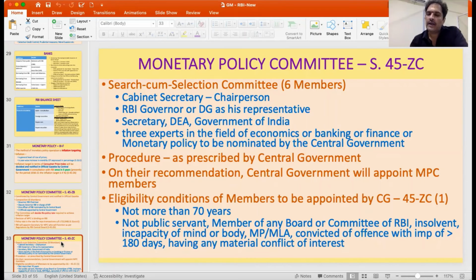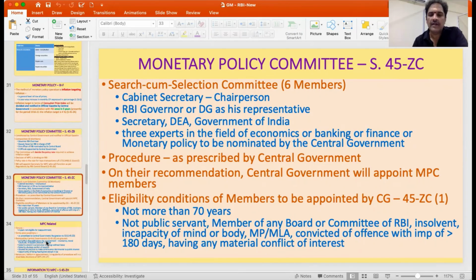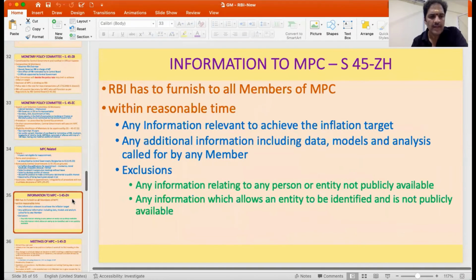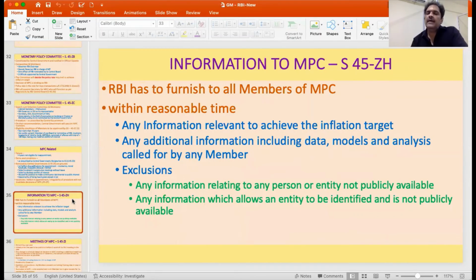Then, on the recommendation of this search and selection committee, the central government picks the persons and appoints them as Monetary Policy Committee members, and the age is not more than 70. And there are certain disqualifications also provided for. The tenure of the Monetary Policy Committee members is 4 years. For those 3 members appointed by the central government, the terms and conditions are as decided by the central government, and the disqualifications are provided for. Basically, the inputs in terms of information required for decision making are supposed to be furnished by the Reserve Bank of India.